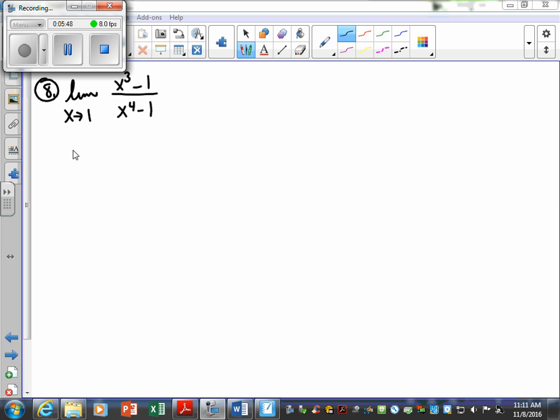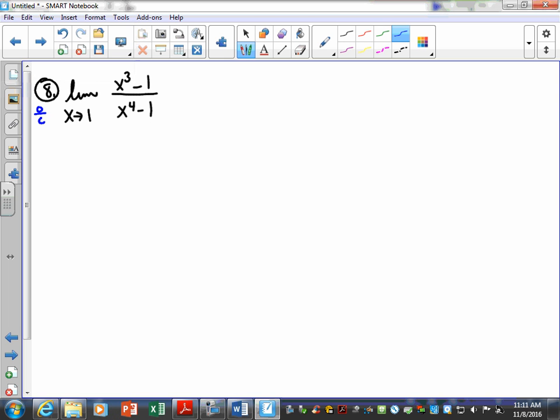Okay, so we have number 8, the limit of this f of x as x approaches 1. This is a real simple direct substitution to test. 1 minus 1 is 0. 1 to the 4th power minus 1. We're going to get 0 over 0. So my note off to the side is going to be that. So we want to factor the numerator, factor the denominator.